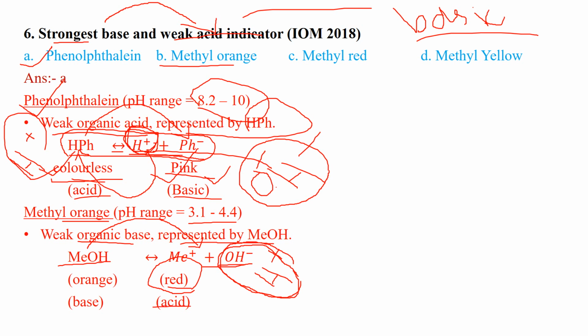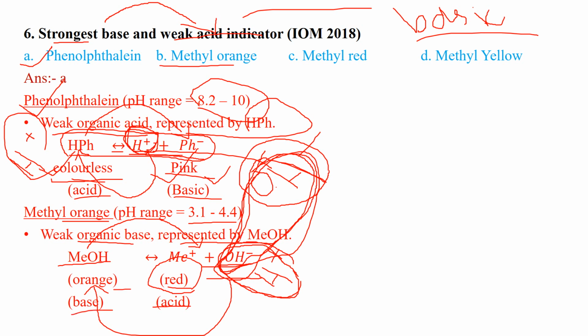In case of basic medium, OH− will be present, and this OH− is a common ion, so the concentration of OH− on the right-hand side will go on increasing. Due to that concentration difference between the right-hand side and the left-hand side, the equilibrium shifts from right to left, and the color will be orange in basic medium. So this is the main mechanism of working of indicators during the titration method. This is very important, right? Remember this.